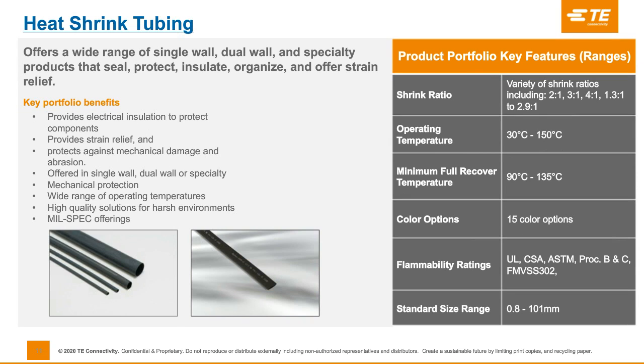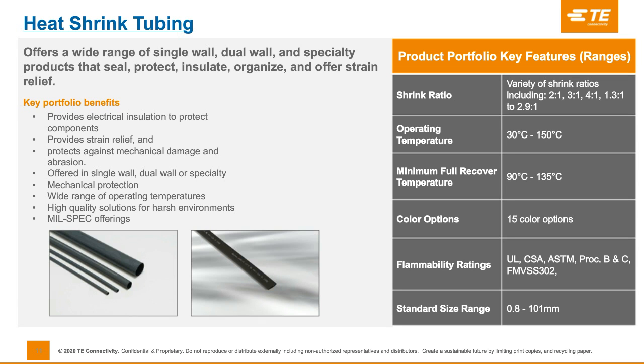So the heat shrink tubing, again, we have a large range, one of the largest portfolios on the planet when it comes to shrink tubing products. We offer a wide range of single wall, adhesive lined or dual wall, and specialty products that seal, protect, insulate, organize, and offer strain relief. So a lot of those benefits would be electrical insulation, also thermal insulation, provides strain relief and protects against mechanical damage and abrasion.